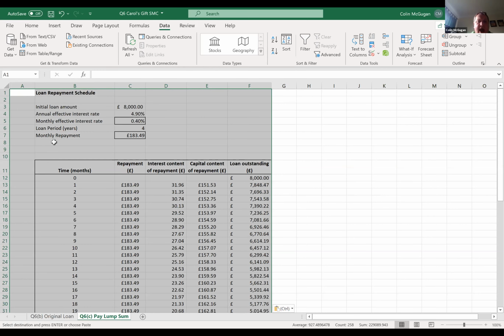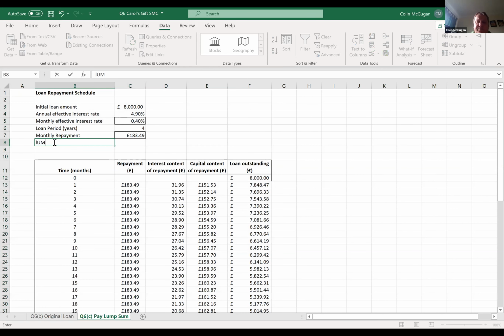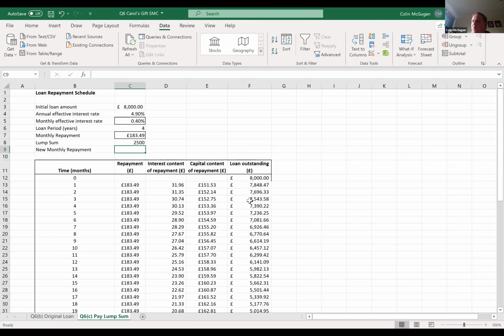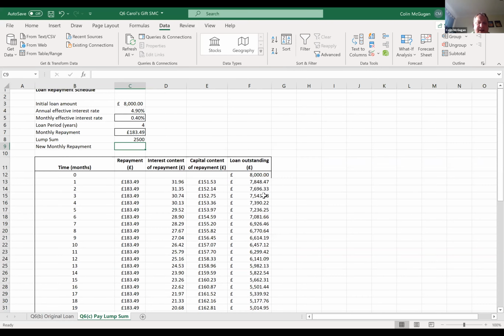What do I need to do? I need to now take into consideration that she's putting in a lump sum. So I'll enter in there a lump sum, and the lump sum was £2,500. So I'll put that in there. The next part is I'm now just going to take in her new monthly repayment, and that will end up going in there. Okay, so now it says here that she puts in the £2,500 gift just as she's made the 14th monthly repayment.